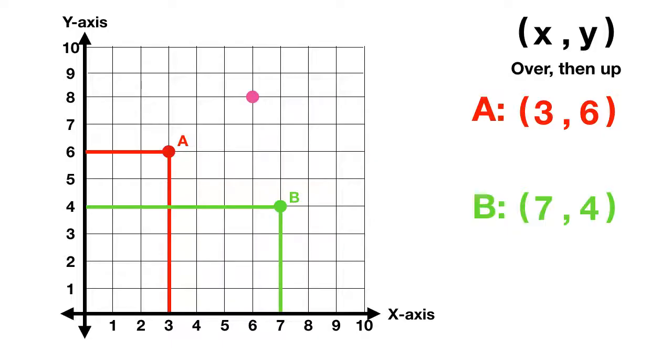Let's look at one more point C. To write the coordinates of point C, we first draw a line down to connect it to the x-axis. It's at an x of 6. We can say it has an x-coordinate of 6. Next, we draw a line and can see that it's at 8 on the y-axis. So it has a y-coordinate of 8. Now let's do some of these together.